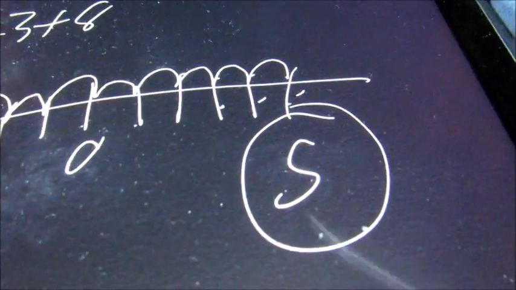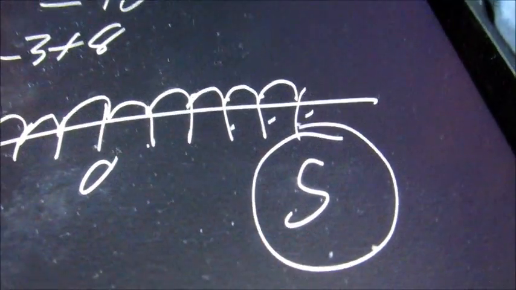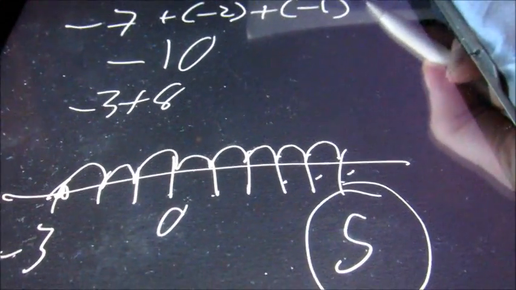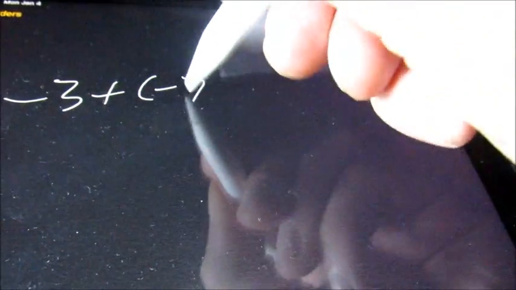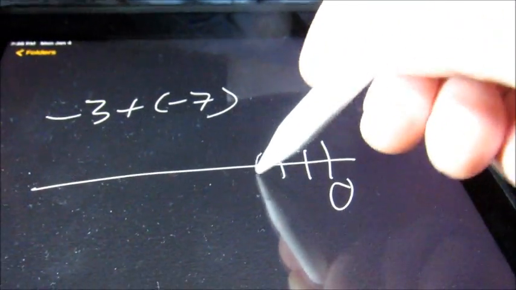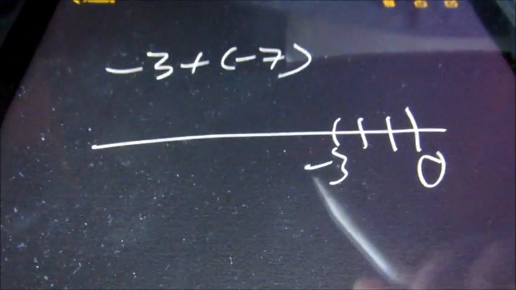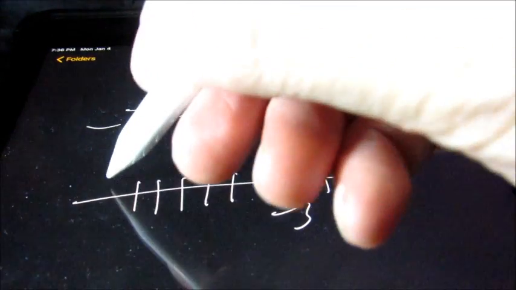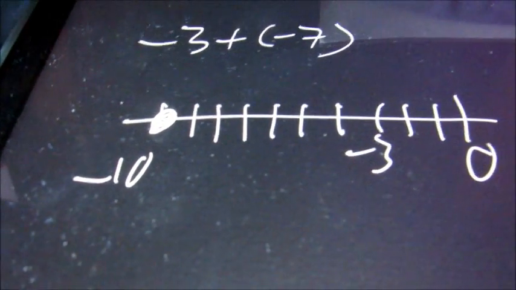You're not going to be able to do this with the bigger numbers, but this is just to show you what it is that we're doing. And let me do one of them that had 2 negatives. Say we had negative 3 plus negative 7. So we're going to start at negative 3, and because it's a minus 7, we're going to go backwards: 1, 2, 3, 4, 5, 6, 7. And that's at negative 10. So that's what the answer would be.